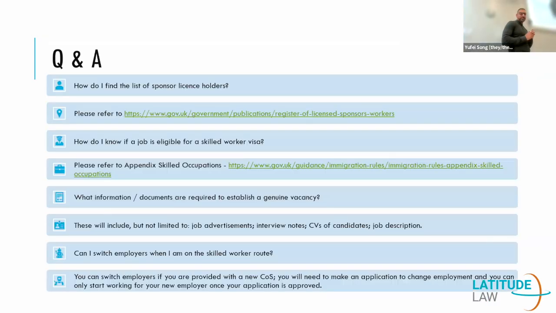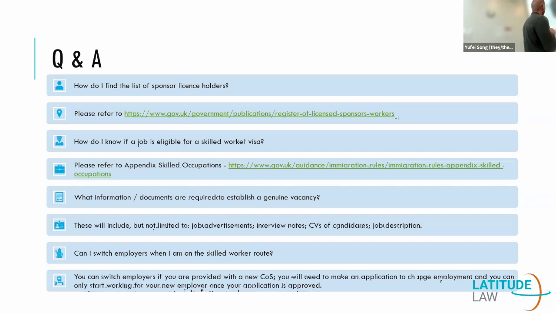Now, these are just some common Q&As in regards to the skilled worker category. So how do I find a list of sponsor license holders? And again, when you do get the slides, you can have access to these links. There is a link with a list of all sponsors, and there's over 1,000 now, I believe. So you could scroll down at your own pleasure.